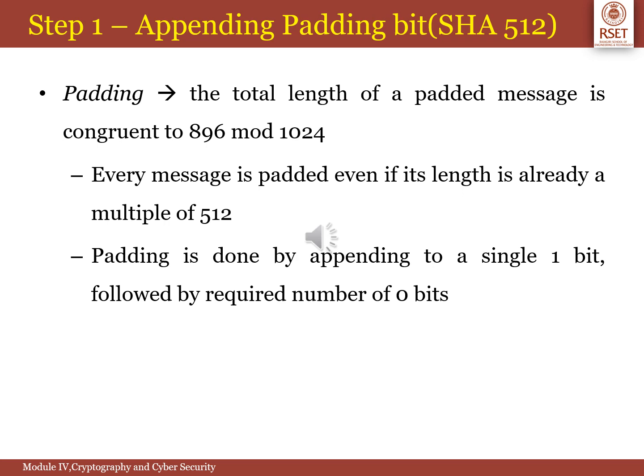The first step of any secure hash algorithm is appending padding bits. Depending upon the version of SHA, the number of padding bits added keeps on changing. The message is padded so that its length is congruent to 896 modulo 1024 in the case of SHA-512. Padding is always added even if the message is already of the desired length. Thus, the number of padding bits is in the range of 1 to 1024. The padding bits consist of a single 1 bit followed by the necessary number of zeros.